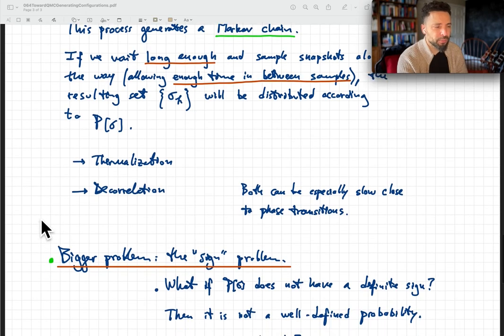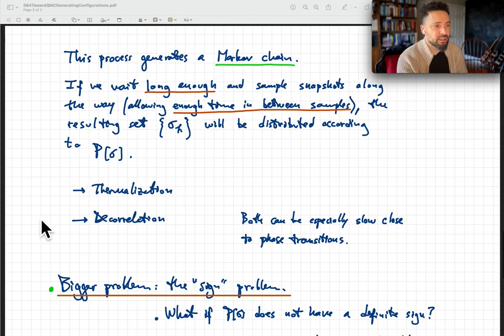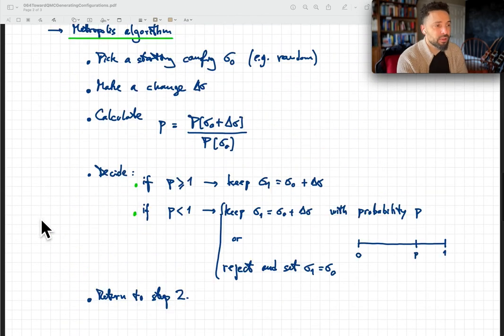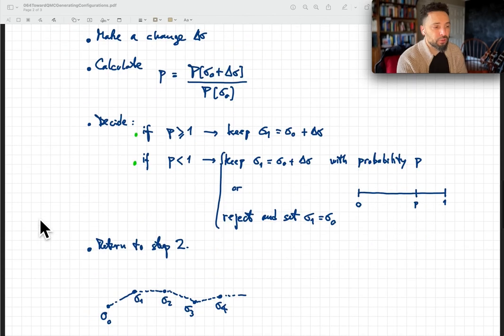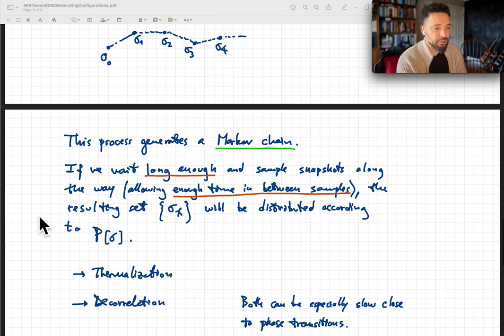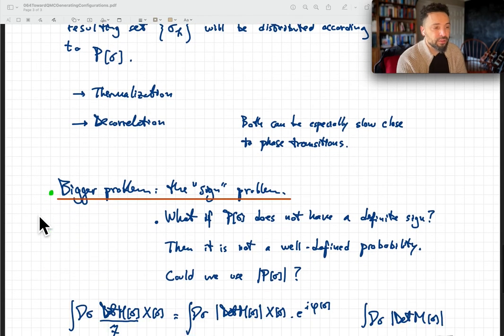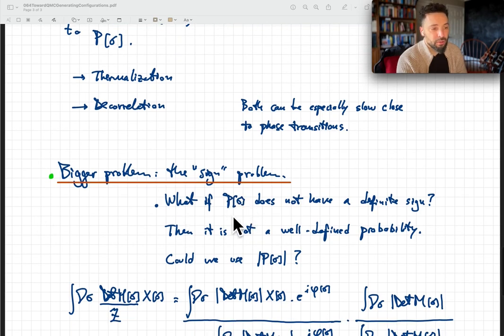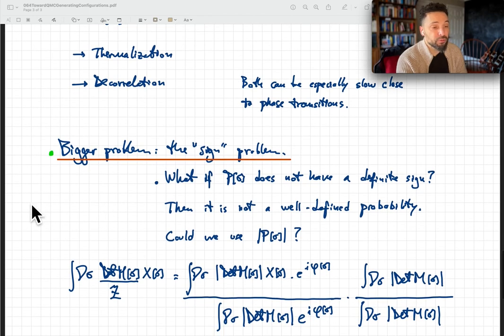But we have a much bigger problem than this. All this is, of course, assuming that everything works and that we can perform these steps that we've figured out: how to calculate determinants, how to calculate ratios of determinants, how to deal with random numbers. We have all this chain and so on. But there's a much bigger problem in the field than doing all that and doing that efficiently. And the problem is called the sign problem. And this appears when P of sigma, our so-called probability, our weight, does not have a definite sign. So then it's not well defined as a probability, and we have to do something else.